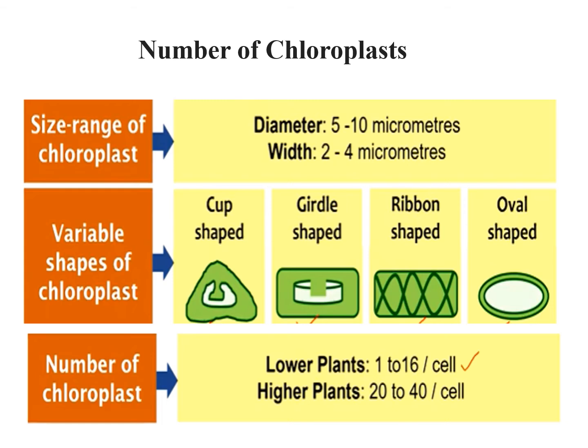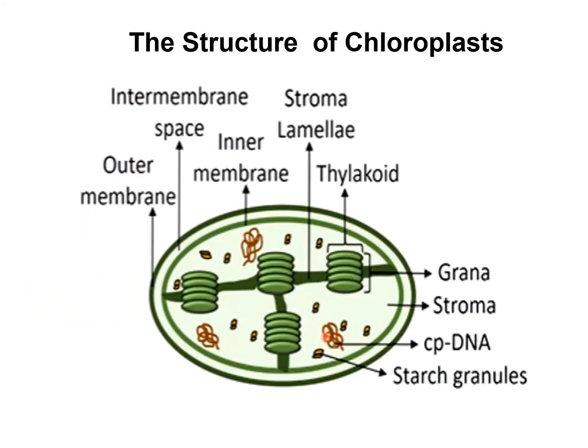The number of chloroplasts increases in the higher plants that contain 20 to 50 chloroplasts per cell, and Chara contains 500 chloroplasts per cell. They also have variable shapes of chloroplast. For example, cup-shaped chloroplasts are present in Chlamydomonas. Ulothrix has a girdle-shaped chloroplast in the middle of vegetative cells. A ribbon-shaped chloroplast is present in Spirogyra, which has filamentous or band-like chloroplast. Oval shape is mostly present in higher plants; the oval chloroplast is the most common type.